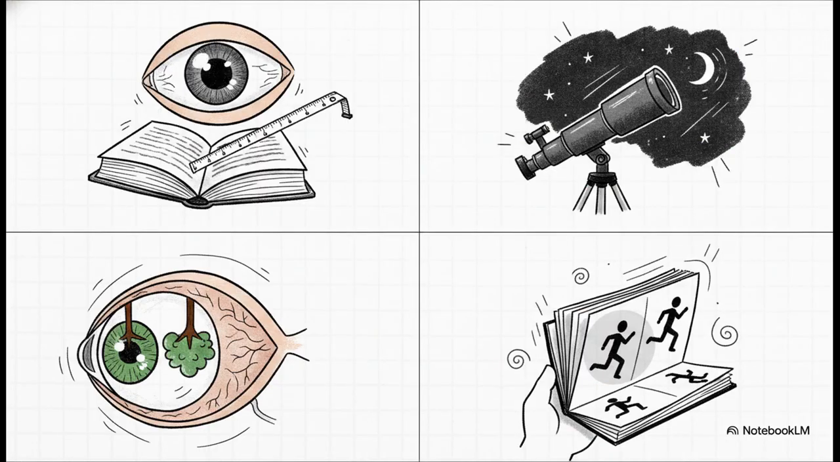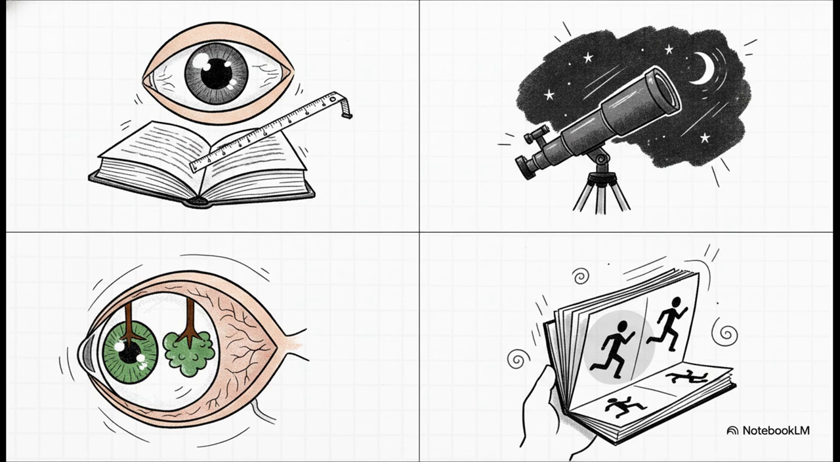Okay, time for a board exam cheat sheet. You absolutely need to remember these exact facts for your multiple choice questions. For a normal eye, the near point is exactly 25 centimeters. Bring a book closer than that, and it gets blurry. The far point is literally infinity. That's why we can see stars that are light years away.